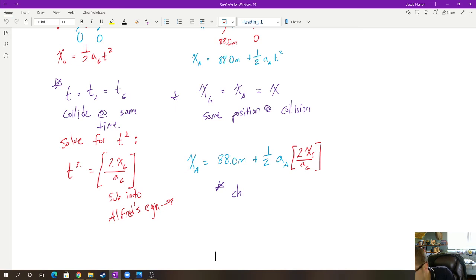I'm going to rewrite 88.0 meters plus 1/2 A sub A, which is still the acceleration of Alfred, but now times 2x over AG.